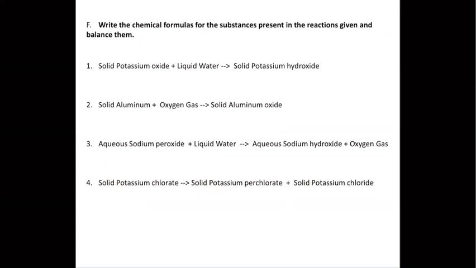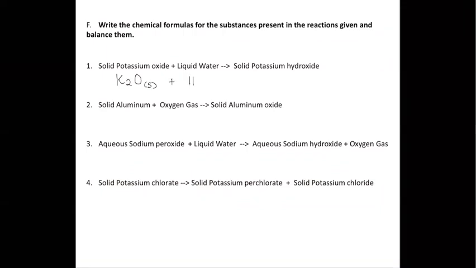So for example, in the first one, it says solid potassium oxide, okay? So if we have solid potassium oxide, the chemical formula for it is going to be K2O. To illustrate that it is solid, we're going to put an (s), okay, next to the chemical formula. Then we have water.